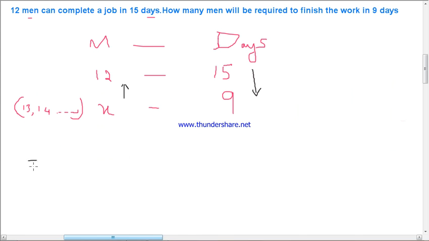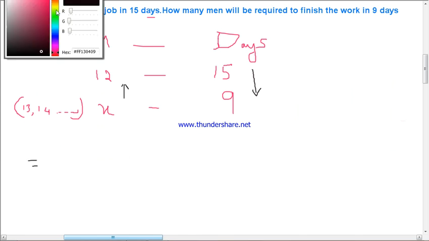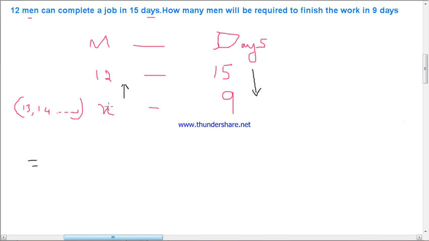Again, you can see over here clearly that it is an inverse variation. Can you see that? One arrow is indicating towards the north, one arrow is indicating towards the south. So the moment you realize it's an inverse variation, you multiply straight like this. 12 will multiply with 15, 9 will multiply with x. So x into 9 is equal to 12 into 15.